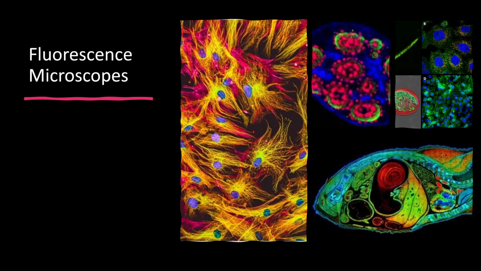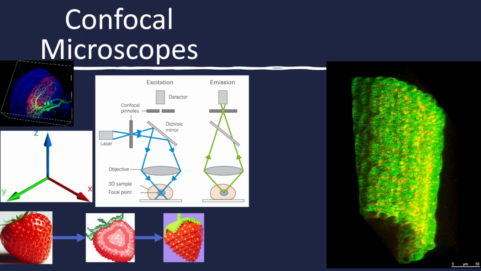Fluorescence microscopy uses dyes that glow under the right light. You attach the dyes to specific molecules like bacterial proteins to see where they are in the cell. Its main advantage is target specificity.